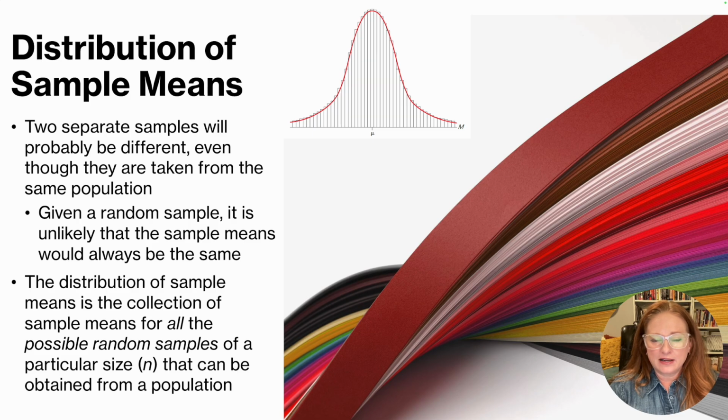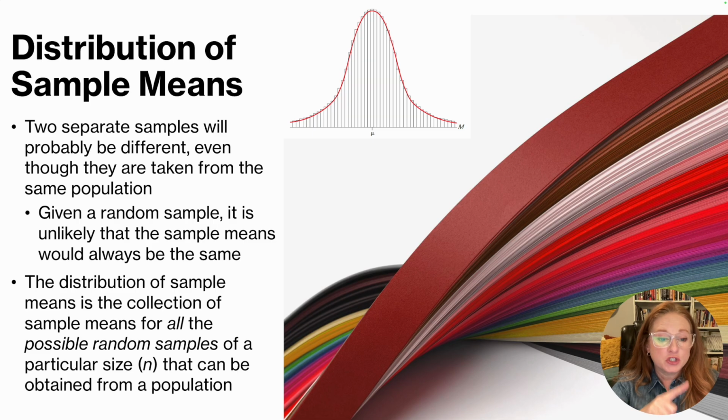If you just randomly select one, over on the right-hand side towards the end of that tail, that group you grabbed is going to have wildly different data points than if you just randomly selected a chunk of people or a chunk of data on the left-hand side or one right in the middle. Okay, so given a random sample, it's unlikely the sample means would always be the same.